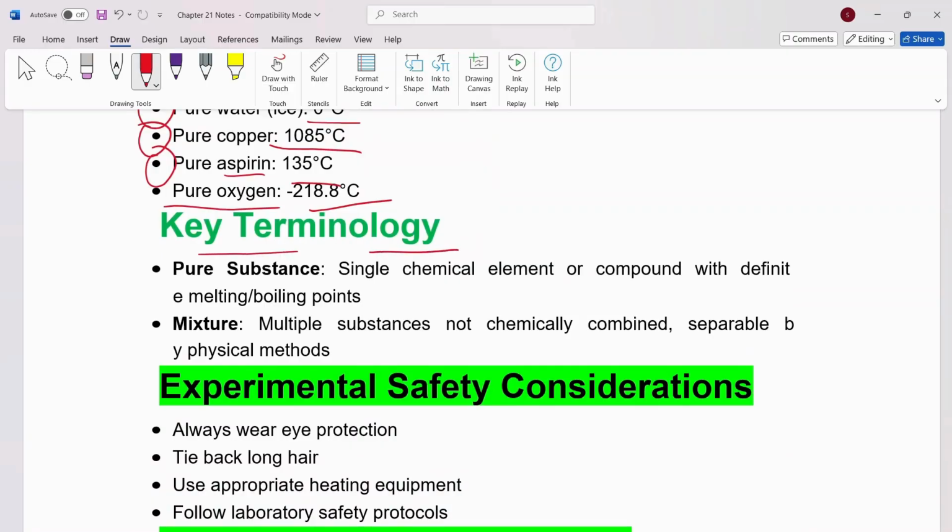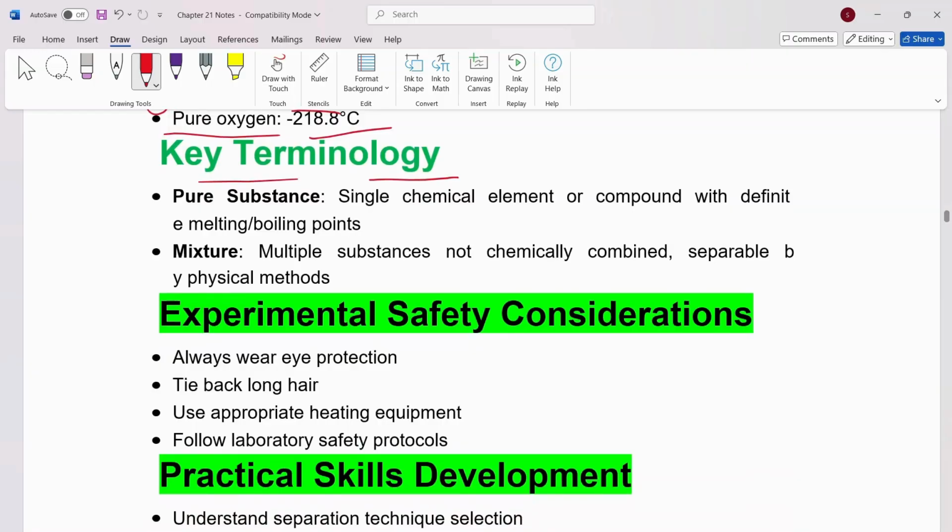Some key terminologies to remember and to learn: pure substance, a single chemical element or a compound with definite melting and boiling points. Mixture, multiple substances not chemically combined, separable by physical methods.